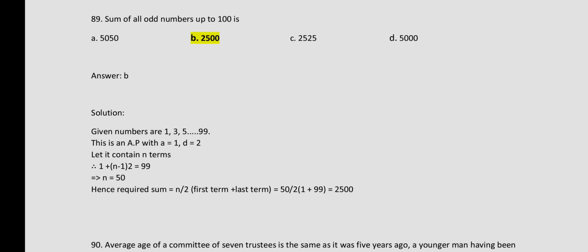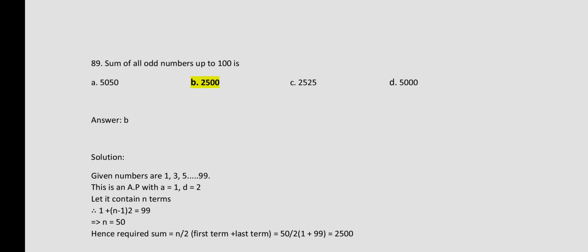Therefore, 1 plus n minus 1 times 2 is equals to 99. Makukuha dyan na n ay 50. Therefore, required sum, n over 2 times first term plus the last term, magiging 50 over 2 times 1 plus 99, makuha mo dyan 2,500. Or gamitan mo na lang ito ng calculator technique.